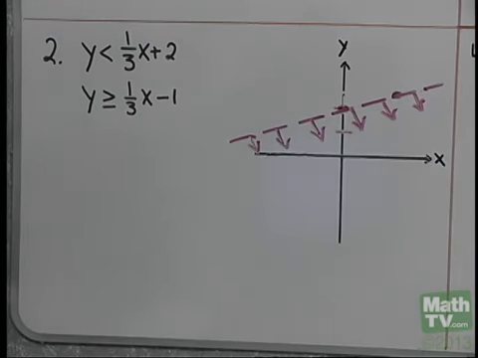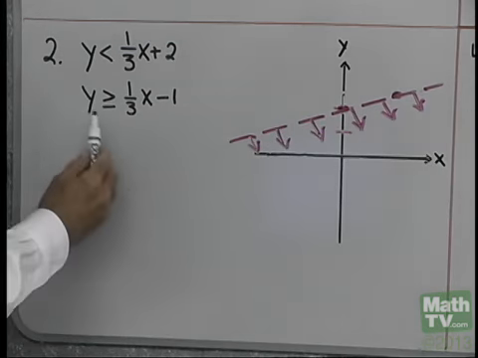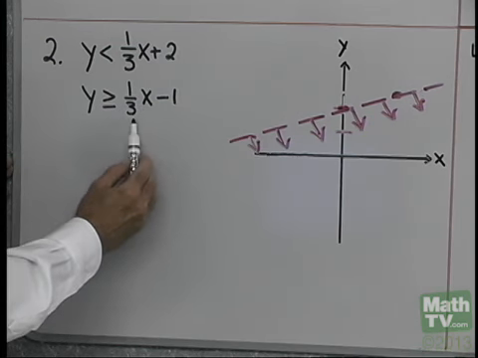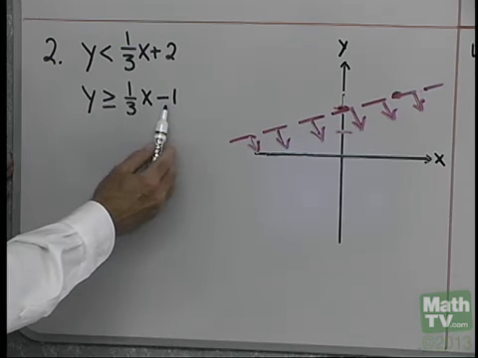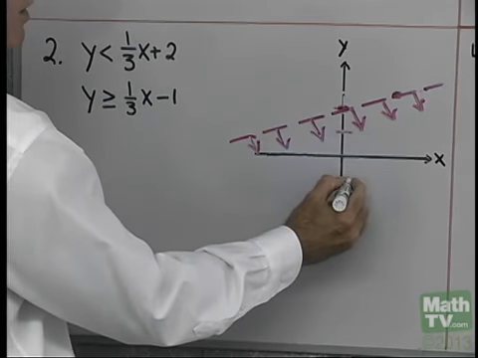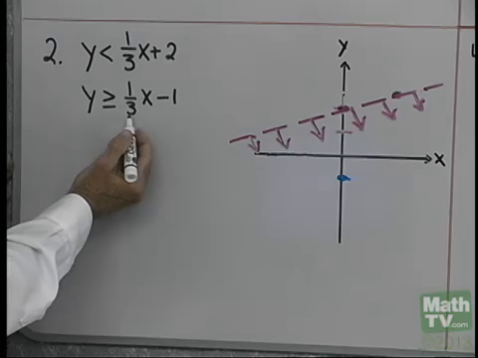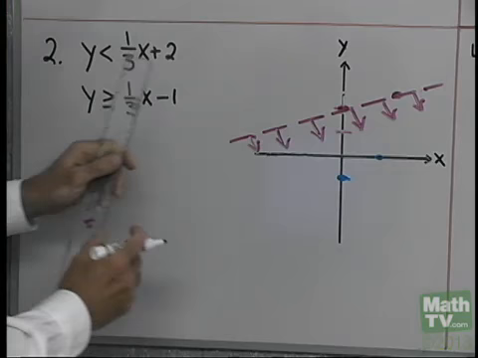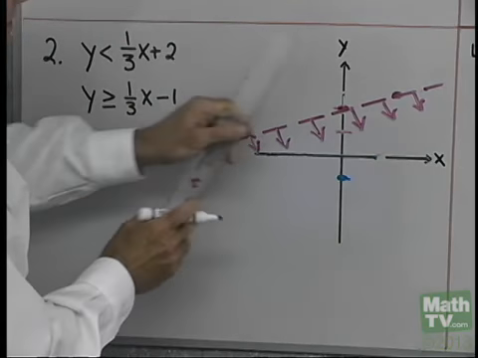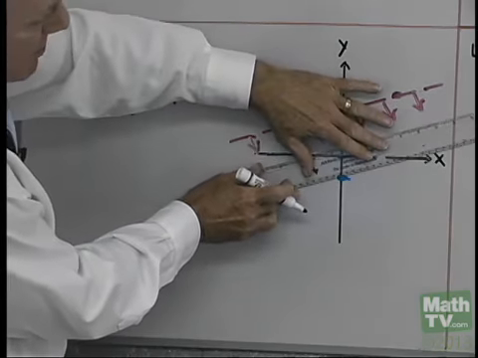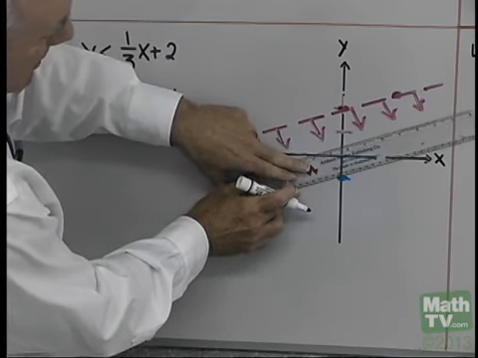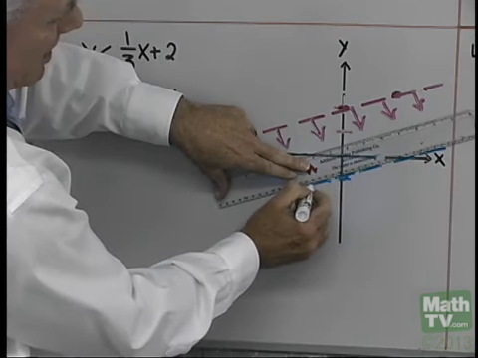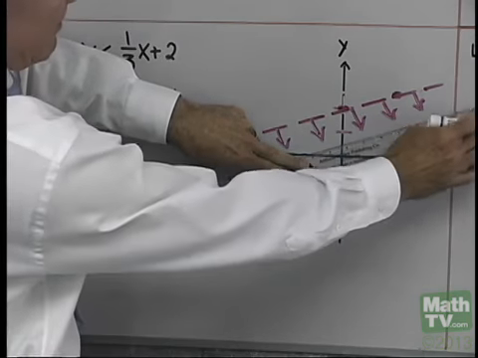My next line is y is greater than or equal to 1/3 x minus 1. The boundary will be y equal 1/3 x minus 1, with a y-intercept of negative 1. Also a slope of 1/3, so if I go up 1 and over 3, I'll get to another point on the line. Actually, the same slope as my other line, so the lines just have to be parallel. Let's see if I can do that here semi-accurately. Won't be a great job, but you'll get the idea.